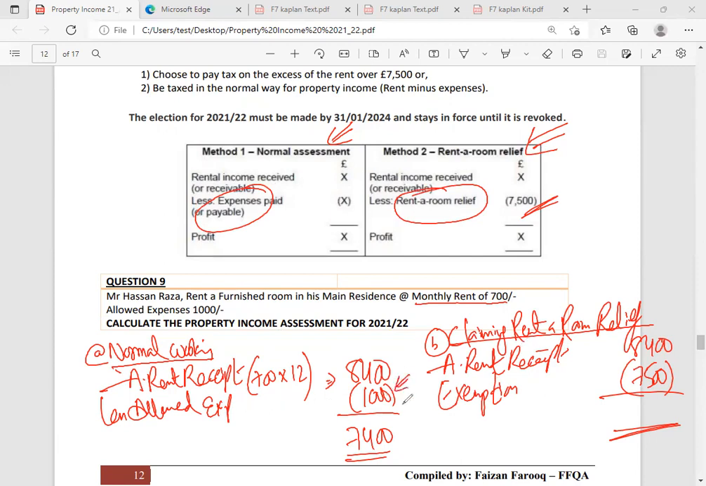In this question, it's 1,000. It can be 2, 3, 5, 8, whatever. Instead of claiming a room allowed expense, you can claim a fixed exemption, which is 7,500. Means either you can claim an expense or an exemption. If you are claiming an exemption, what answer you will get?